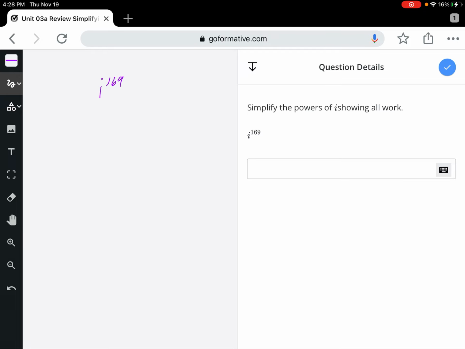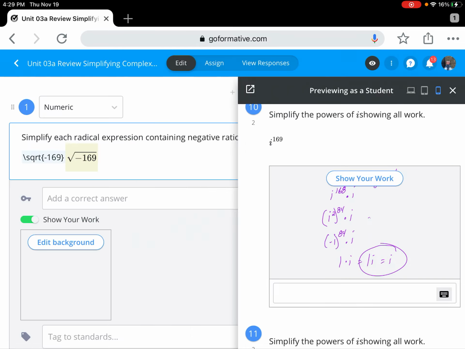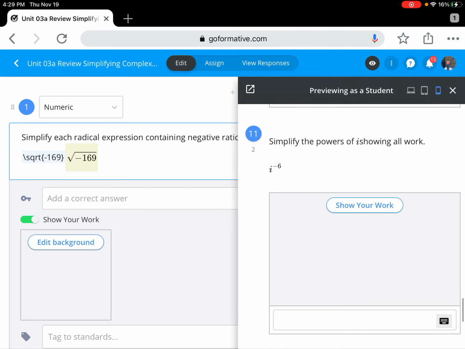169. Okay, well, i to the 169 is i to the 168 times i. 168 divided by 2 is 84. So this is going to be i squared to the 84 power times i. That's -1 to the 84 power times i, which is 1 times i, 1i, or just i.